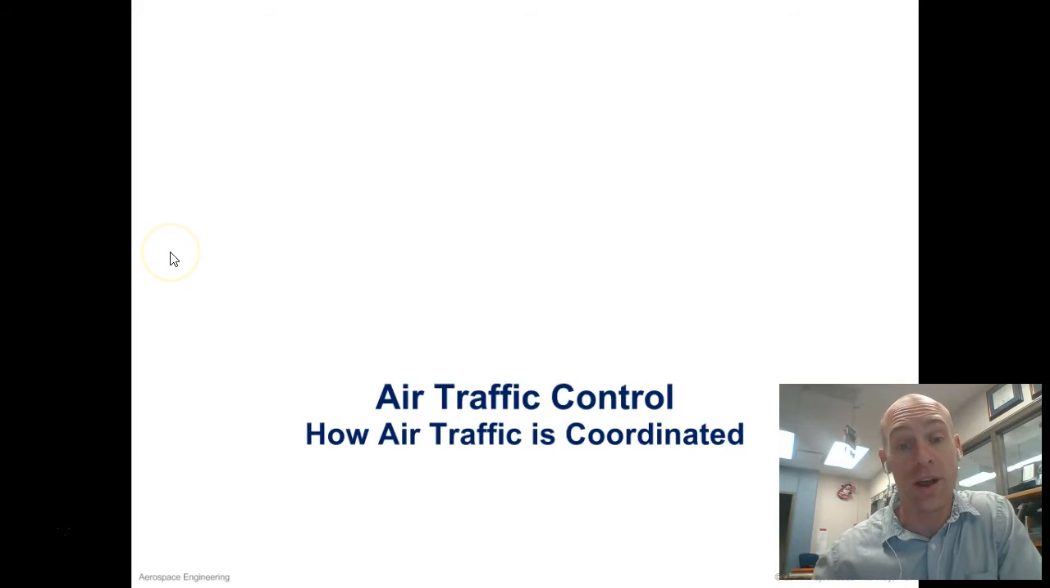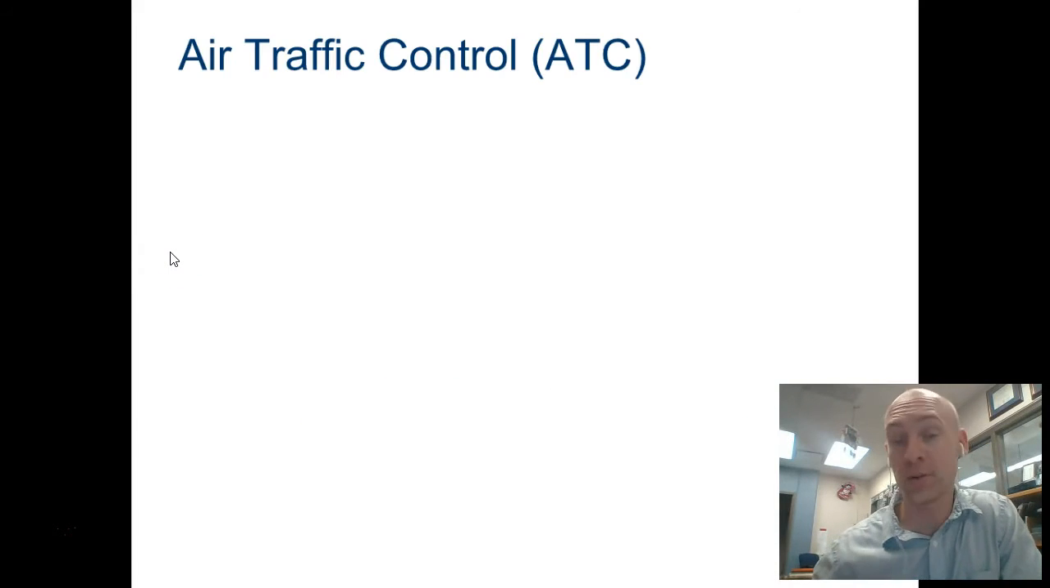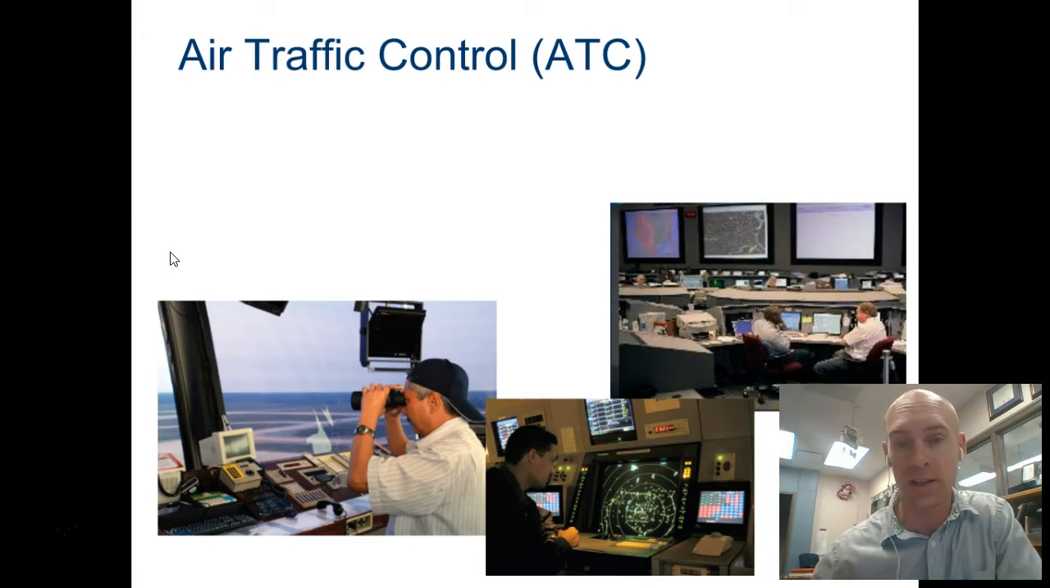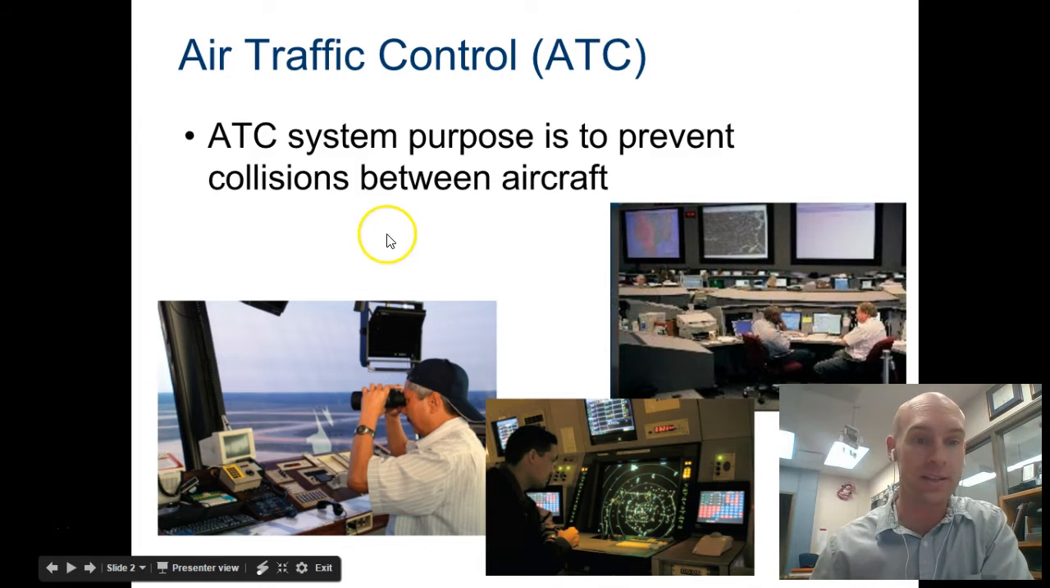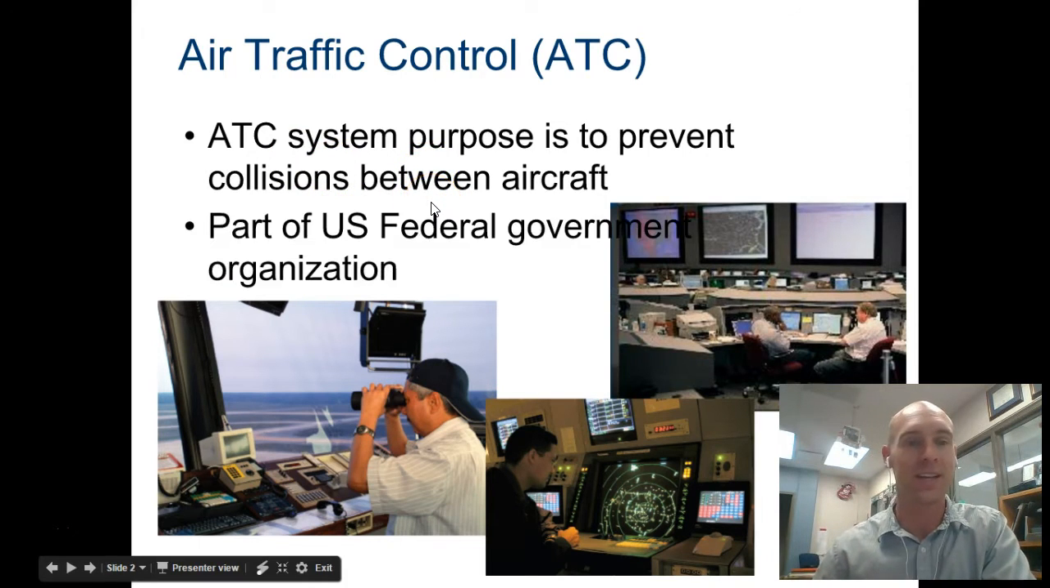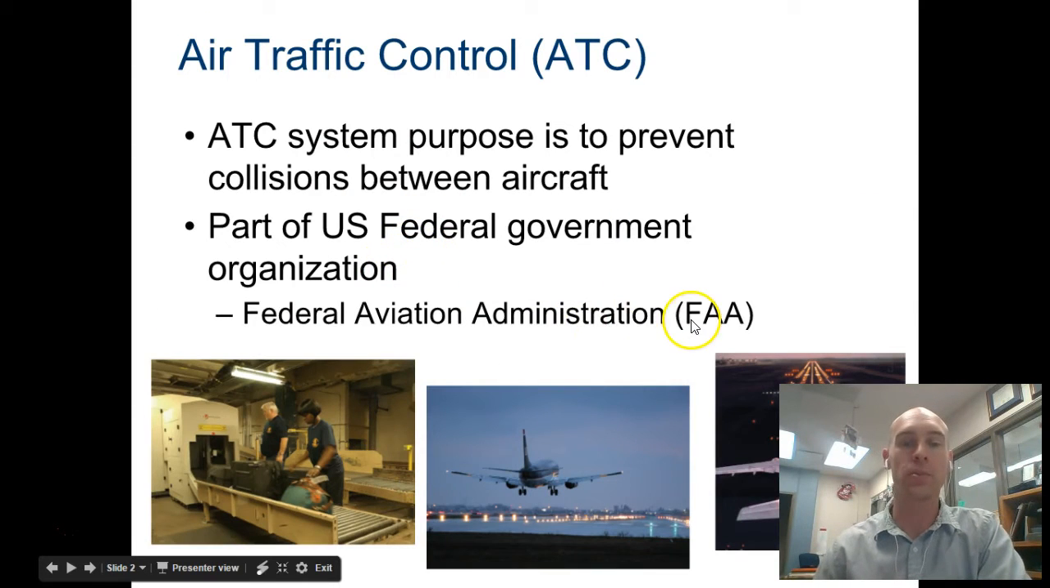It's time to look at air traffic control. Air traffic control is abbreviated ATC, which is obvious. Here are some air traffic controllers. This picture is a little misleading because generally they do not rely on sight. But air traffic control is a system with a purpose to prevent collisions between aircraft. Pretty obvious. And it is part of the U.S. federal government organization. The specific branch of government is the FAA, the Federal Aviation Administration. So those two pieces are pretty significant.